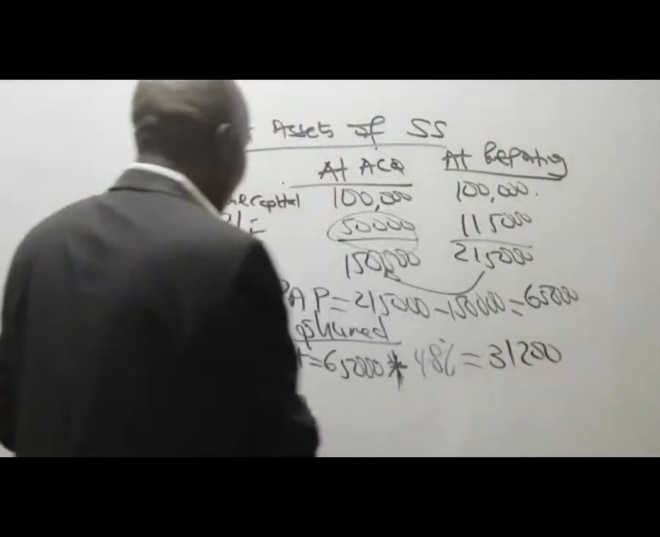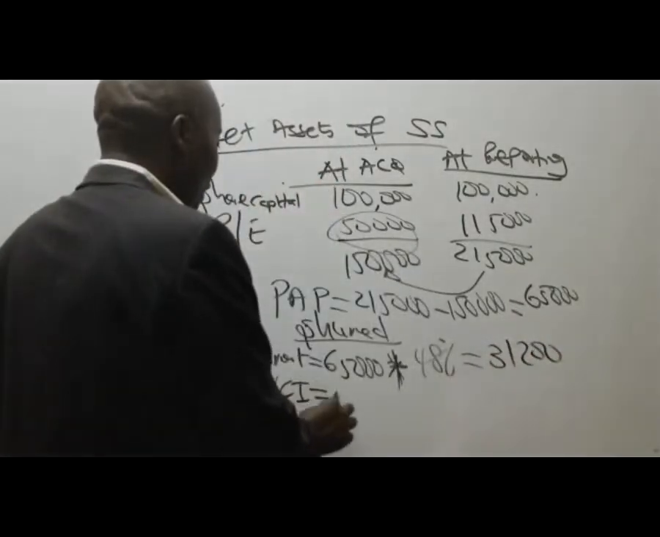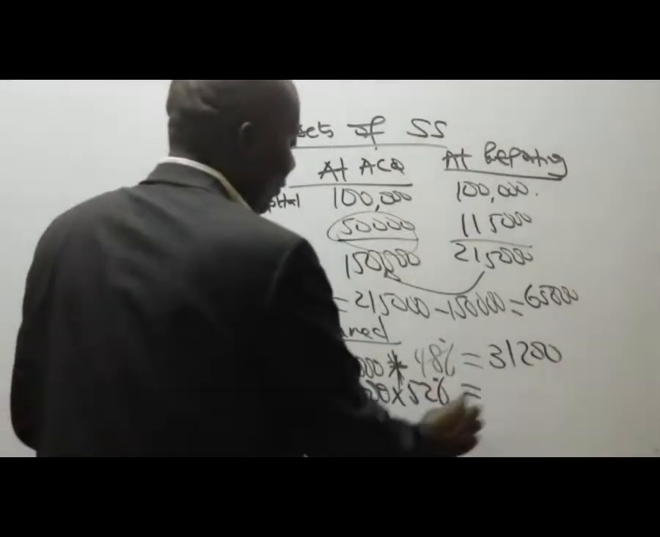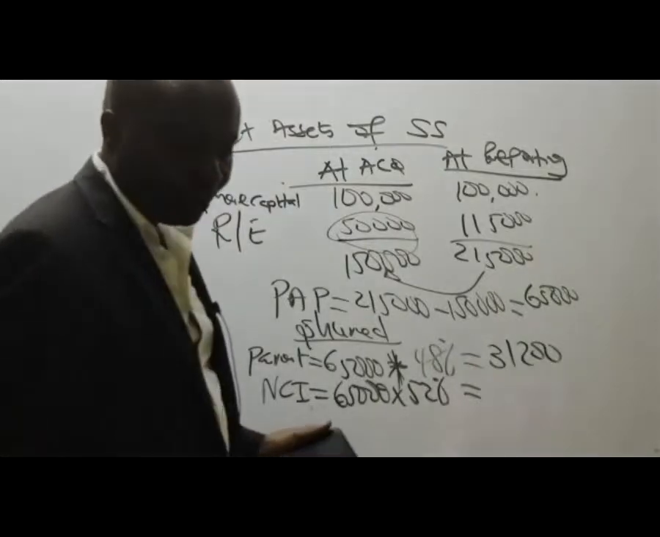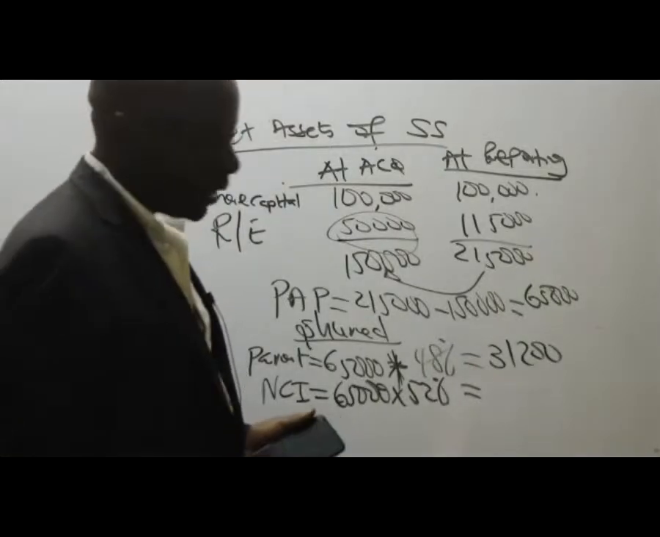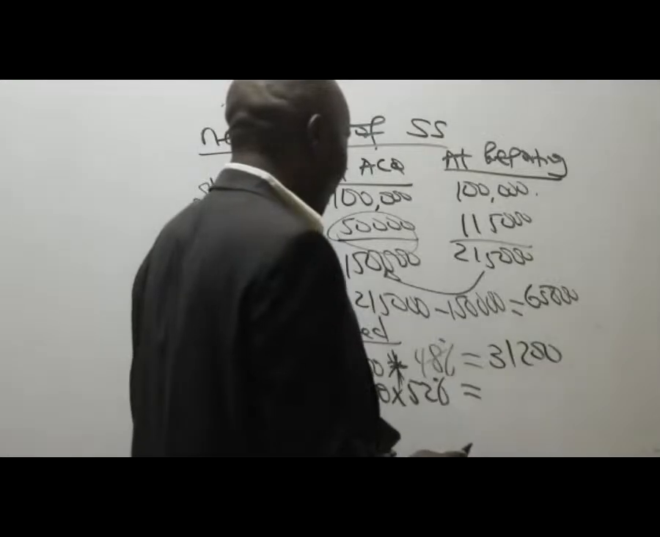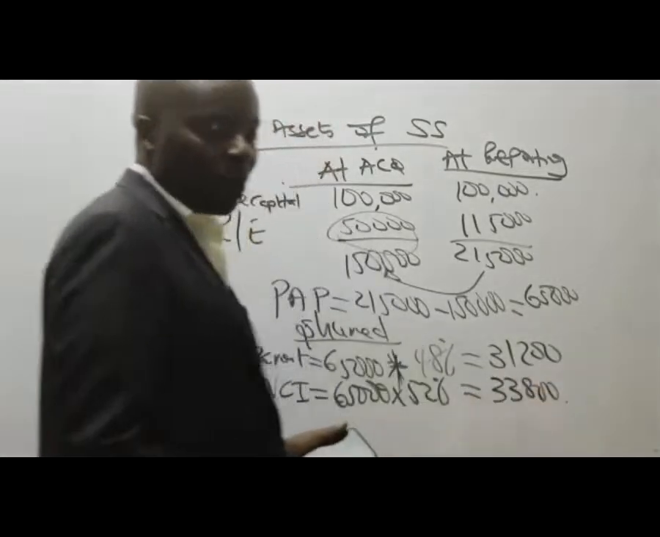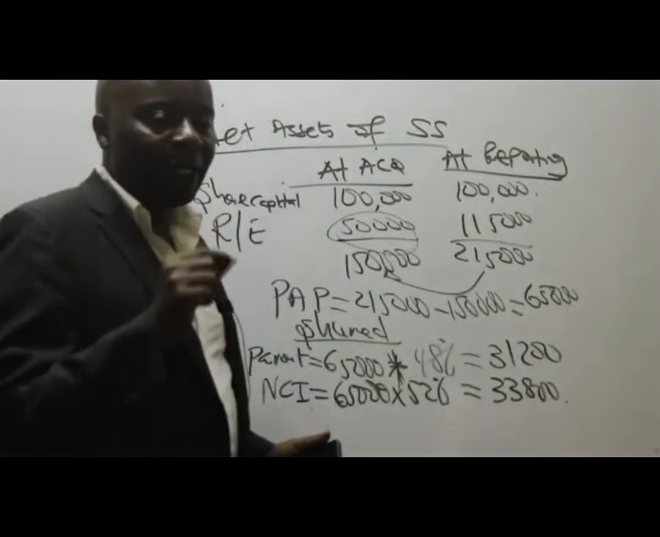31,200. And then we have NCI. NCI will be 65,000 times 52%, which will end up giving us what figure, somebody? 33,800. Yep, could be true. 33,800. Thank you very much. And then I would want to give you guys 1 minute.